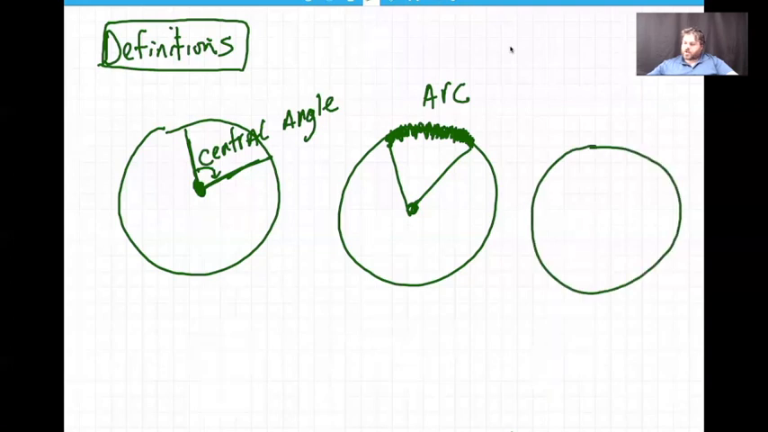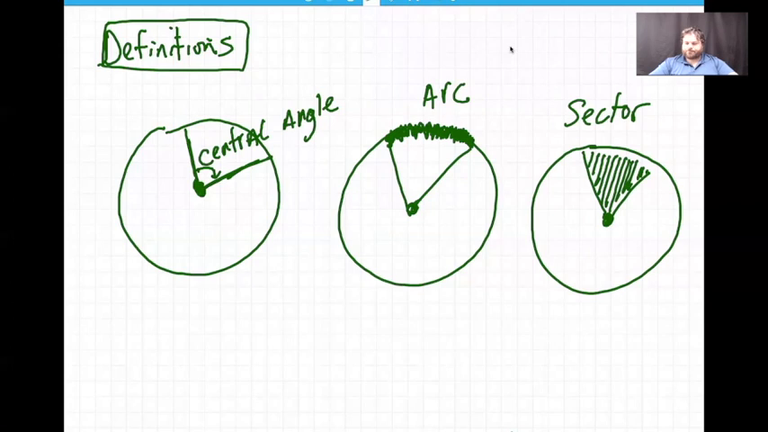And the third definition you got to know is the same thing. You've got the central angle. But now I want to talk about the area of this piece. So it's part of the entire area, but we call it a sector. Okay? Sector is just one little piece of the circle, part of the area.